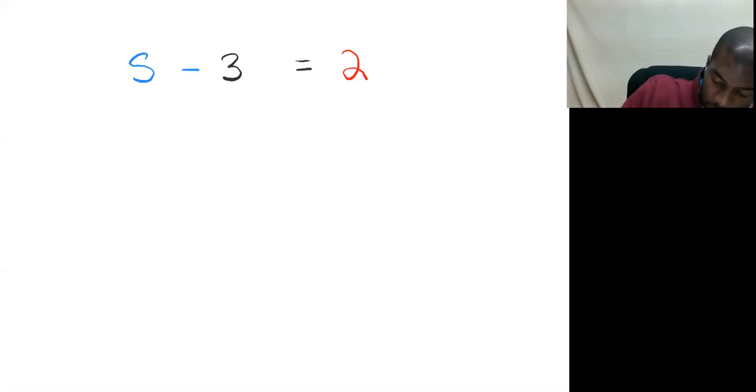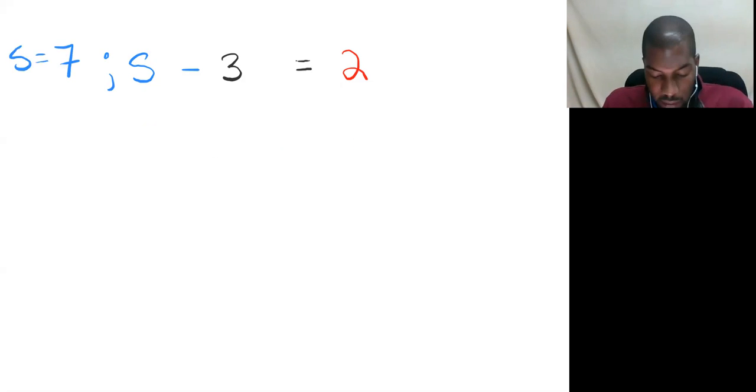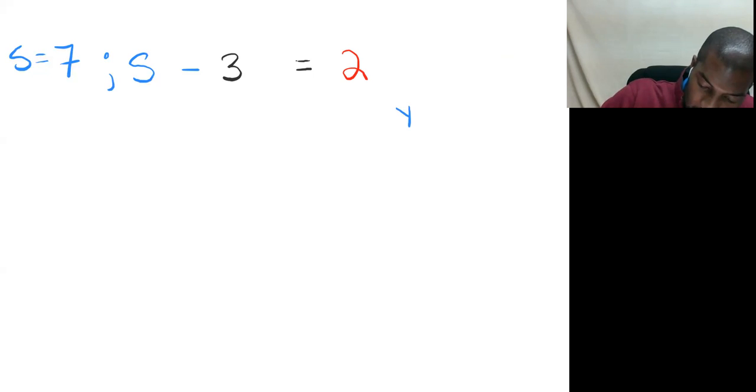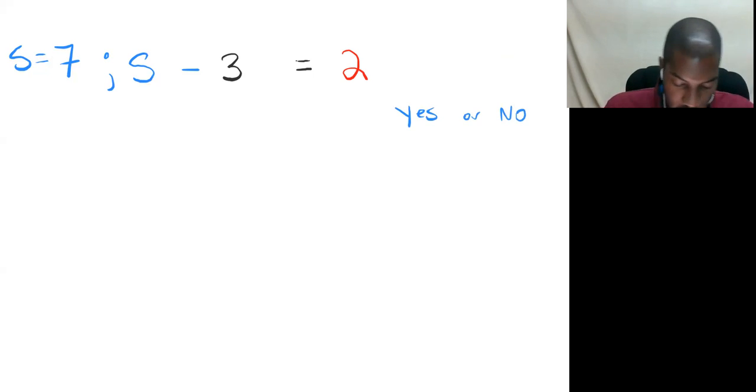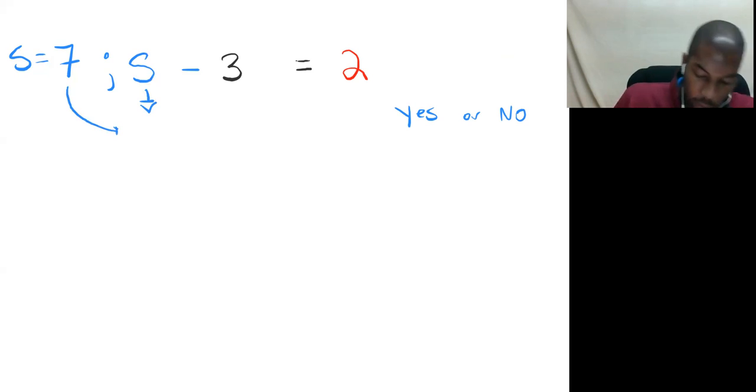well, first what they're going to do is they're going to give you a value for s. They're going to say, look, here's the number 7. If s is equal to 7, is it true that s minus 3 equals 2? So they're asking yes or no. For this situation, s could be 7. How do I test this? Well, all I need to do is take this s and replace it with what they told me it was. And what they told me s was is 7.